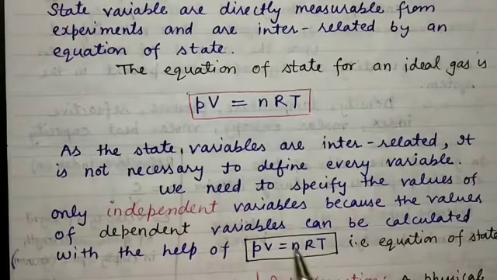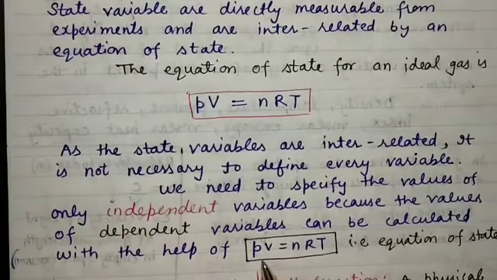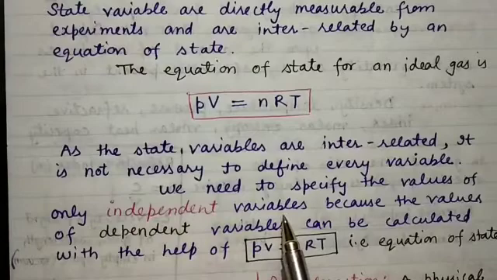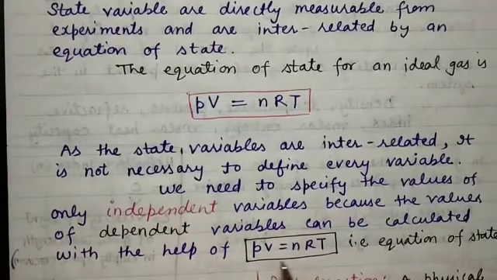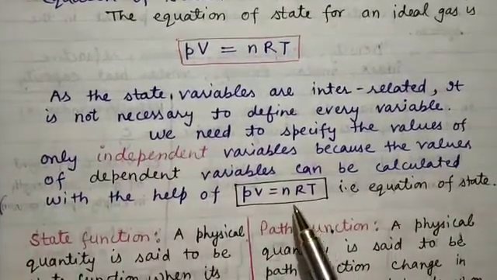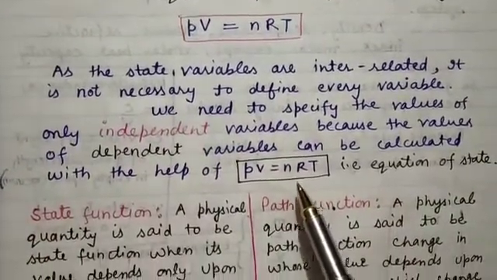Because if you don't know the value of P, and we know the values of V, n, R and T, then we can easily find the value of P from this equation, PV = nRT. So we need only the independent variables, and the other variables can be easily calculated with the help of the state equation. Next thing is state function.